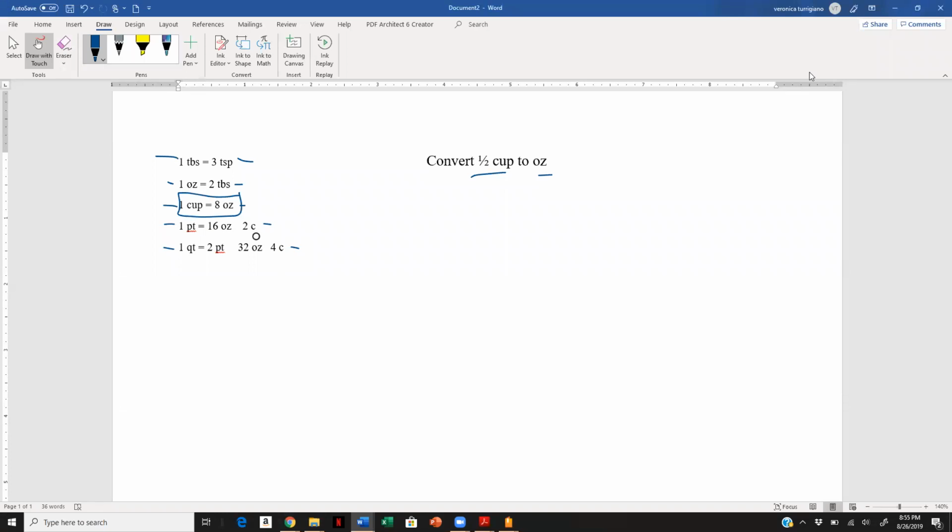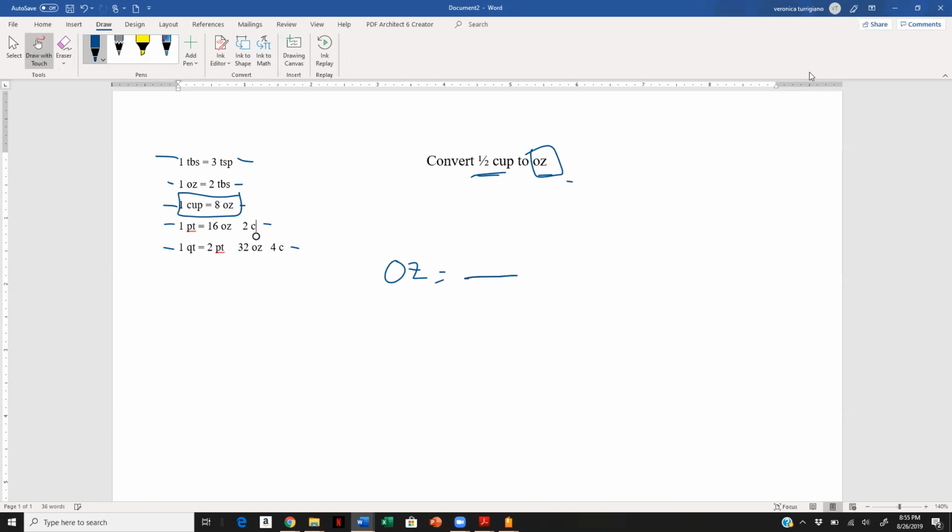When you are setting up a dimensional analysis equation, you do need to start by putting the label of what you are looking for on the left side of the equation. So we are looking for ounces because we're converting 1/2 of a cup into ounces. So that's the first thing we're going to write is ounce.